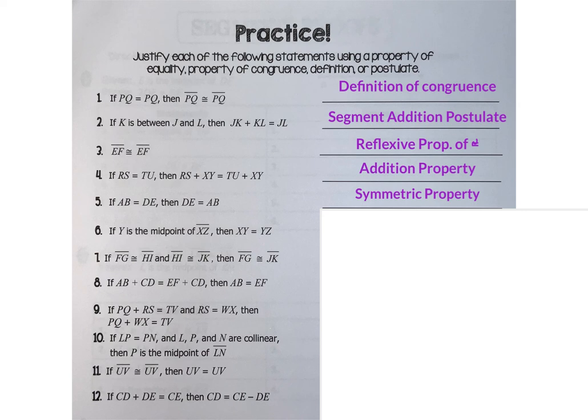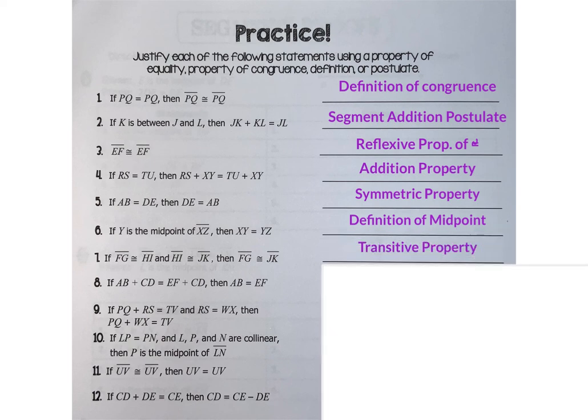If Y is the midpoint of XZ, then XY equals YZ. Definition of midpoint. If FG is congruent to HI and HI is congruent to JK, then FG is congruent to JK. That's transitive property. Remember, it works for equality and for congruence.